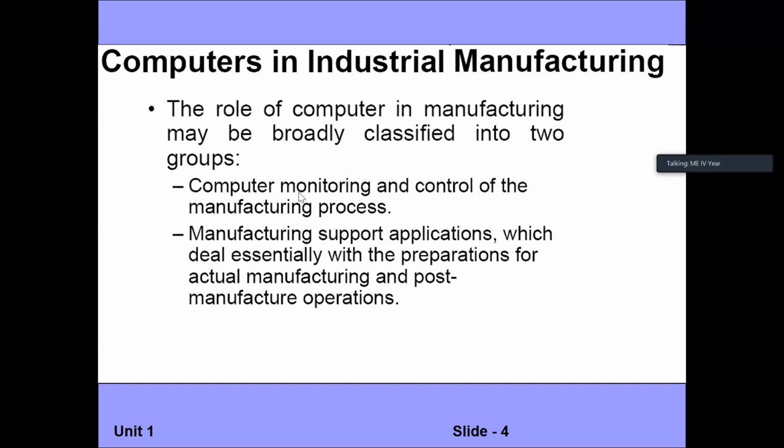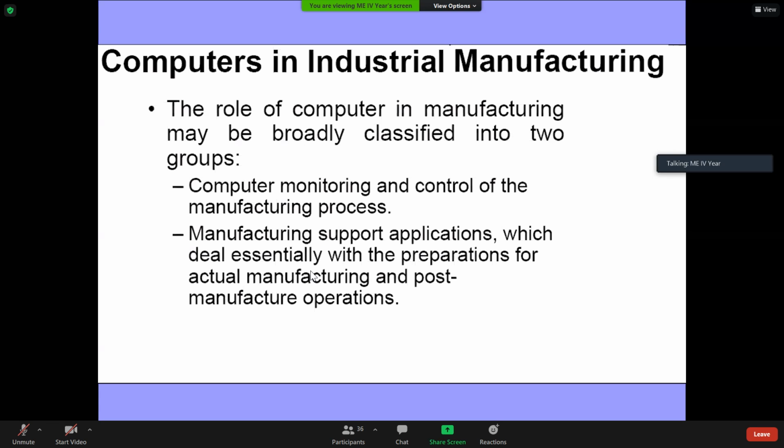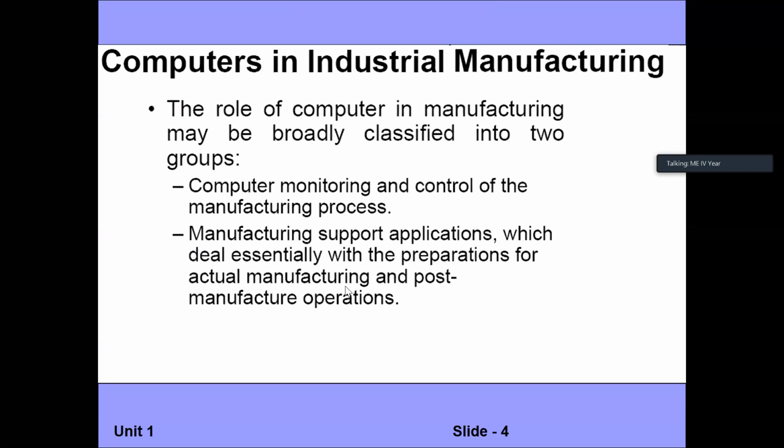That means the first portion is computer monitoring and control of the entire manufacturing process, either a power plant or any tool design or whatever it is. Any car manufacturing company, that is done by a single person sitting in the control room. But in the second group, it will be pre and post manufacturing operations. What is a pre and post manufacturing operation?